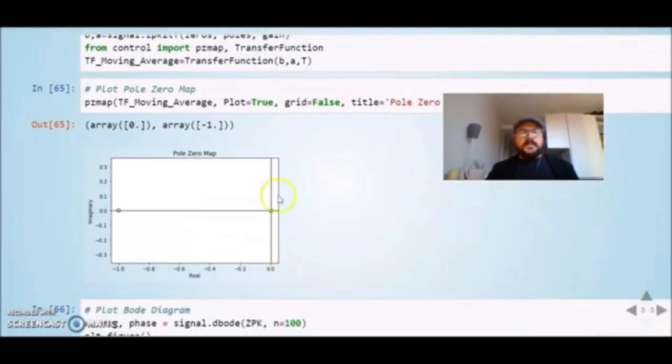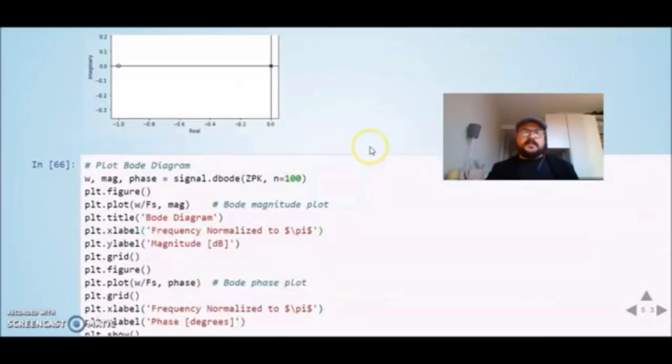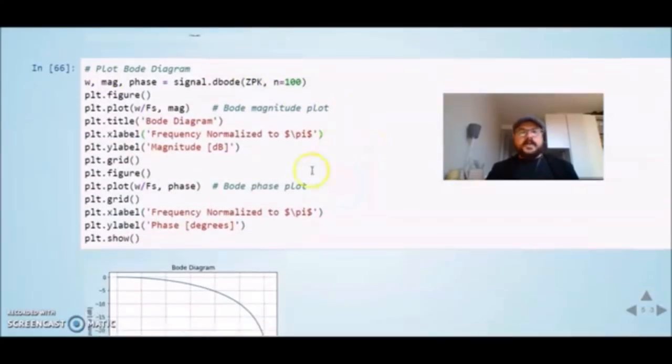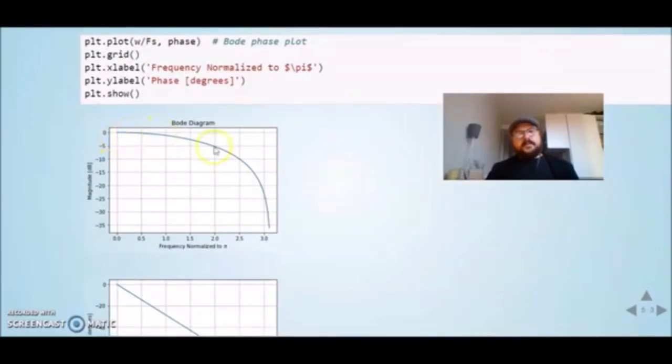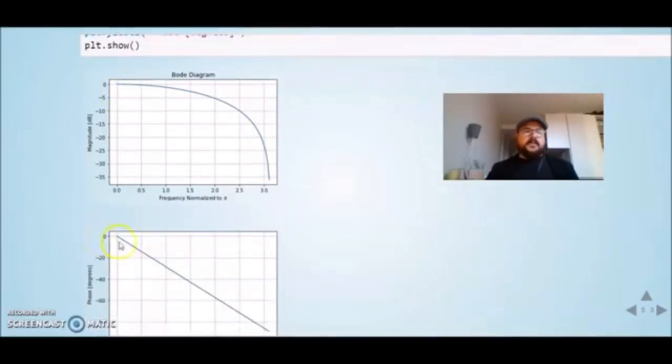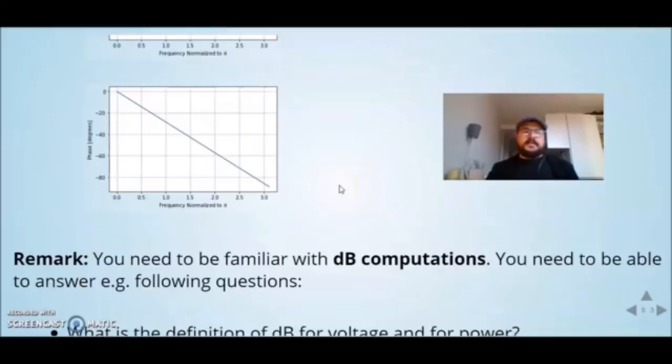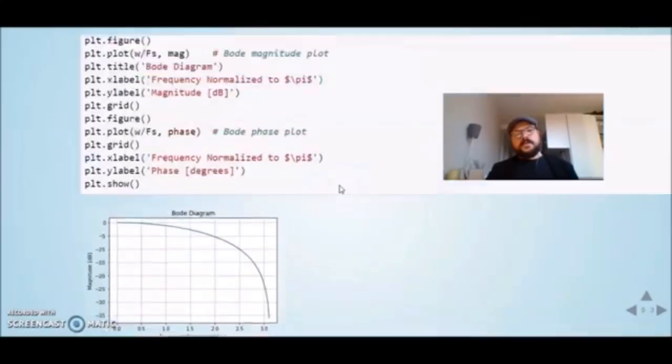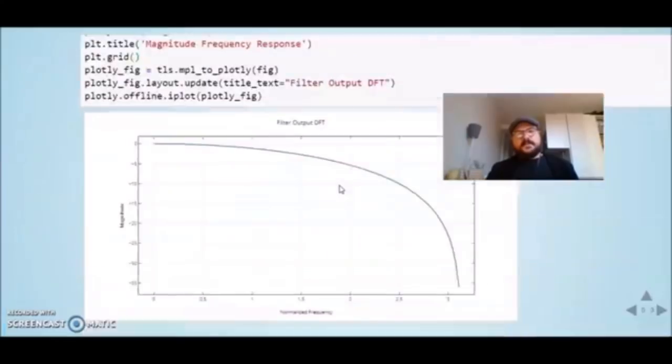this PZ map, and we have this kind of plot, which is the pole zero map. So we have a pole when z is equal to 0, and a zero when z is equal to -1. And with this transfer function system, we can also use the Bode diagram, and we have our magnitude and our phase, just like we did with previous techniques.